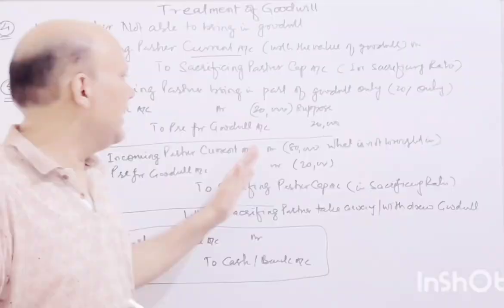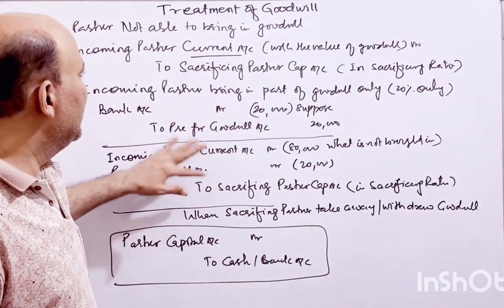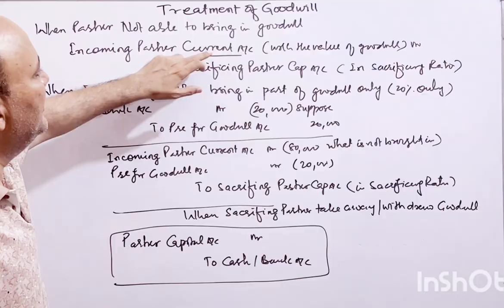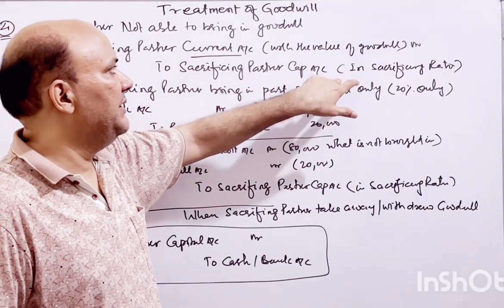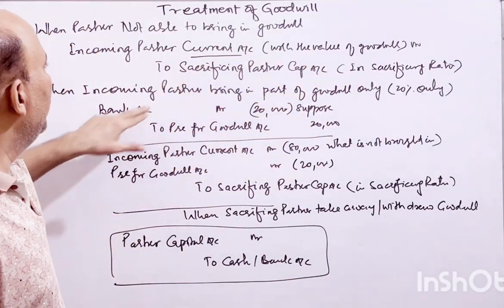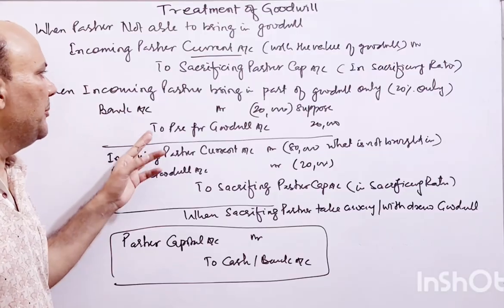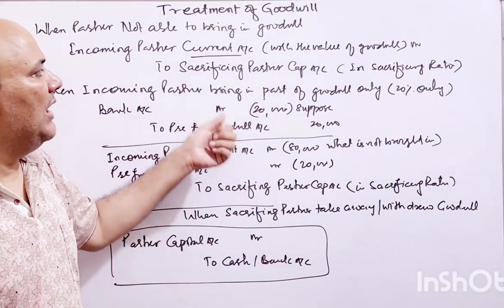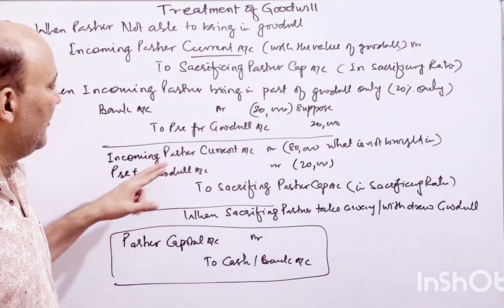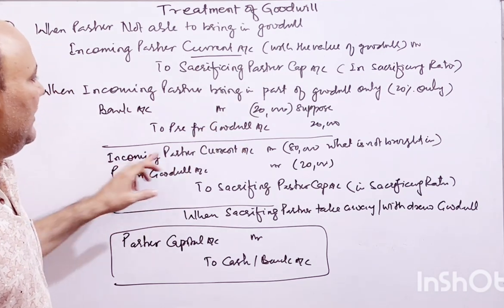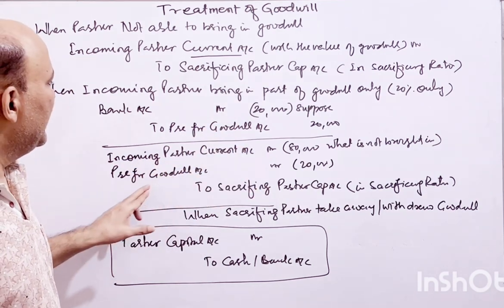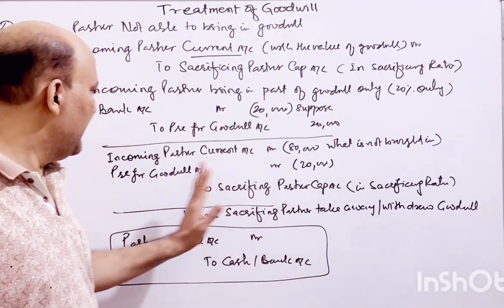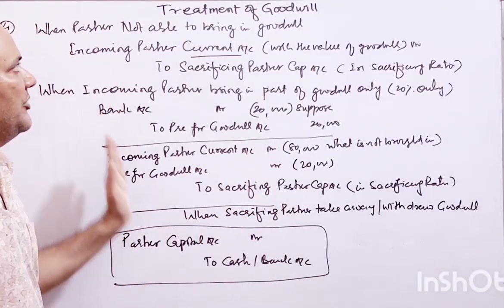And one thing, in case the partner is not bringing in the full amount of goodwill, then incoming partner's current account debit to sacrificing partners, right? His liability will be created, and when he is bringing part of the goodwill, then bank account debit to premium for goodwill for the amount he is bringing, and whatever amount he is not bringing in will be taken in the incoming partner's current account debit to sacrificing partners, right? So this is it. This is the treatment of goodwill.